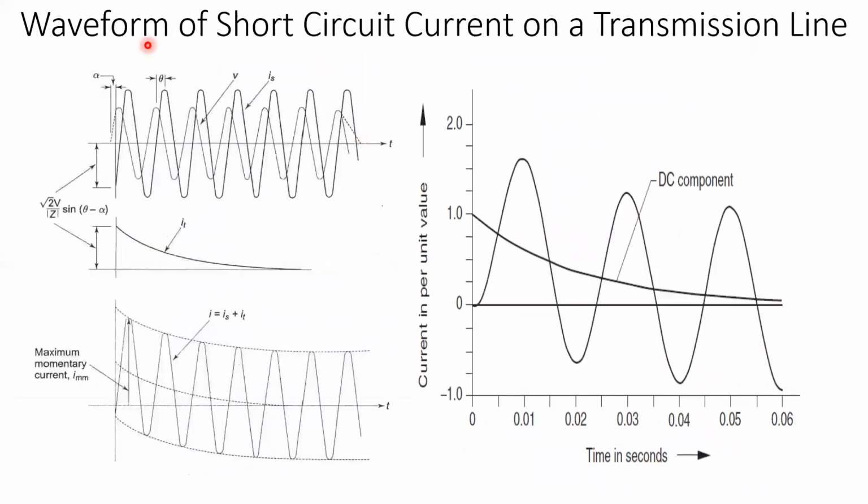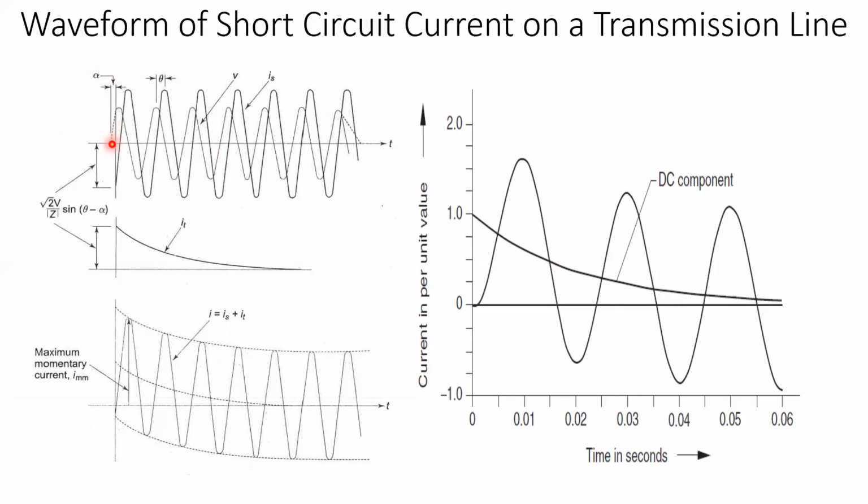So this is a waveform. This was the original waveform. We can see that this is a voltage waveform and this is a current waveform. The phase difference between the voltage and current waveform is theta. This is the point of occurrence of fault, and this is the zero crossing. So from the zero crossing to the point of occurrence of fault, the angle is alpha.